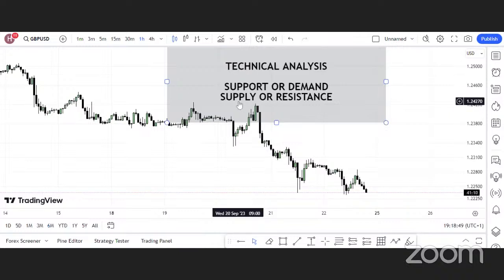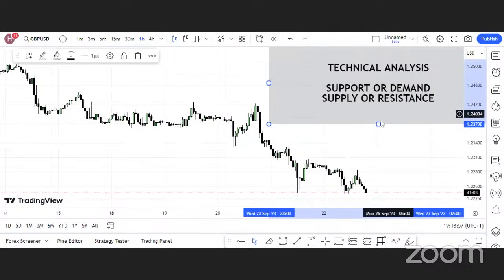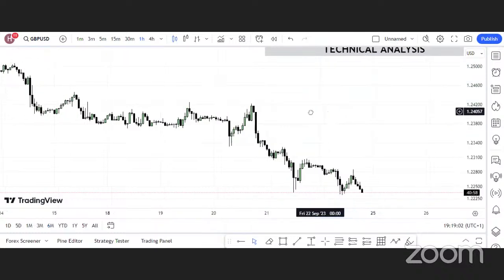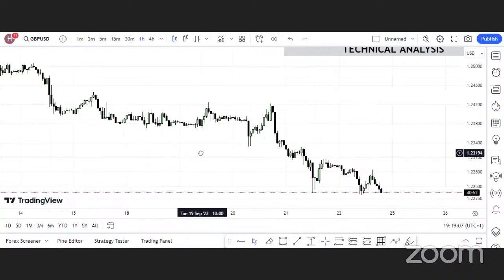And how do you use your support and resistance in your technical analysis? First of all, I'm going to talk more about support and resistance. Remember when we were talking about trend?